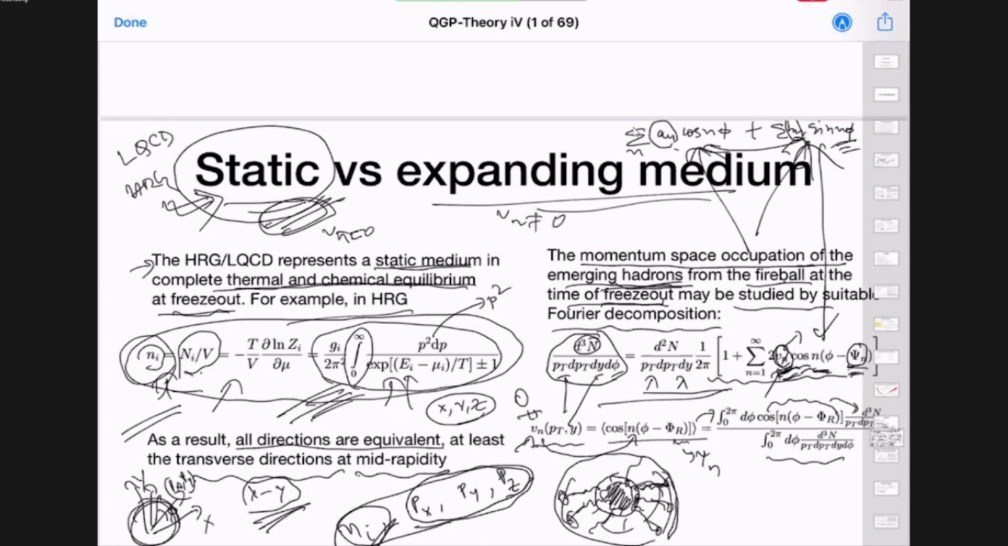And what we will see is that to understand this, you have to view it like an expanding medium with a very appropriately chosen initial condition to explain all these things. So that is what is coming up.